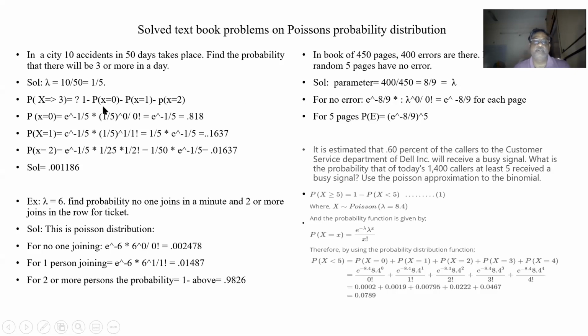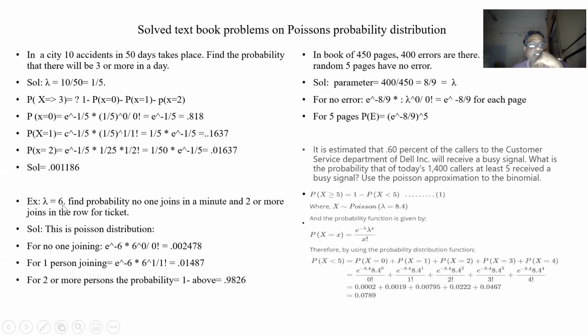So what is 0? e to the power of minus lambda into lambda to the power of 0 by 0 factorial. e to the power of minus lambda into lambda. e to the power of minus lambda, lambda square by 2 factorial. When I deduct it from 1, I'm getting 0.001186. This is the probability there will be accidents of 3 or more in a day. Because 10 in 50 days, 1 day only 1 by 5. For 3 accidents, we almost need 15 days. 1 accident, 5 days.